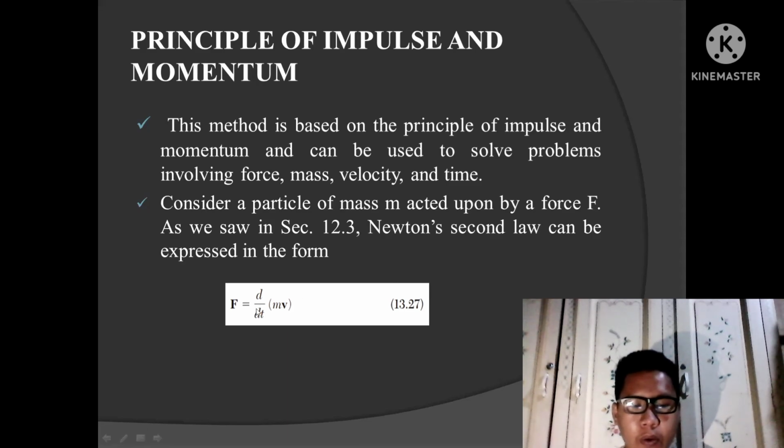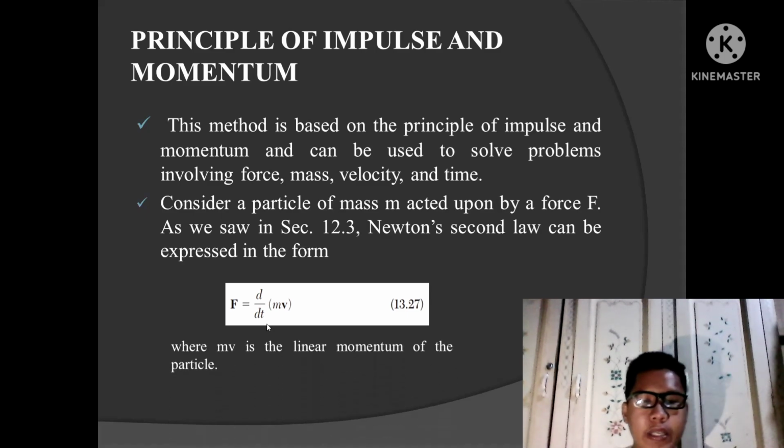Equation 13.27, force equals d over dt of the mass times the velocity, where mv is the linear momentum of the particle. It states that the change in momentum of an object equals the impulse applied to it. So the impulse-momentum theorem is equivalent to Newton's second law of motion. That's the principle of impulse and momentum.